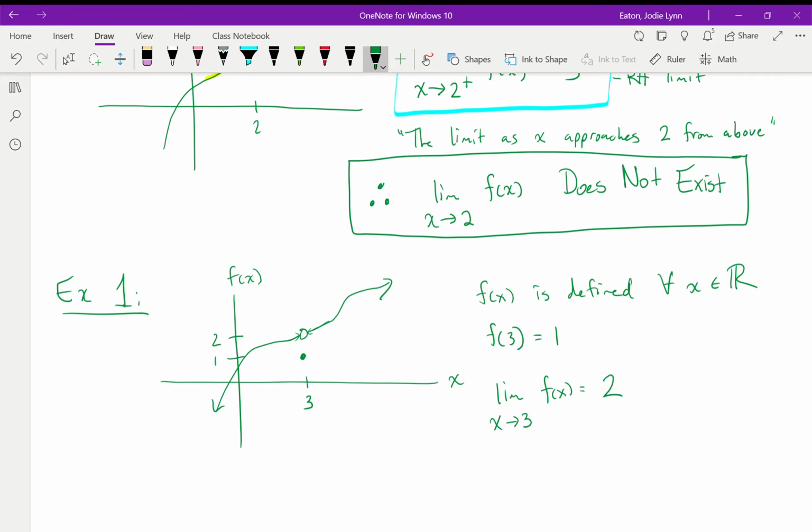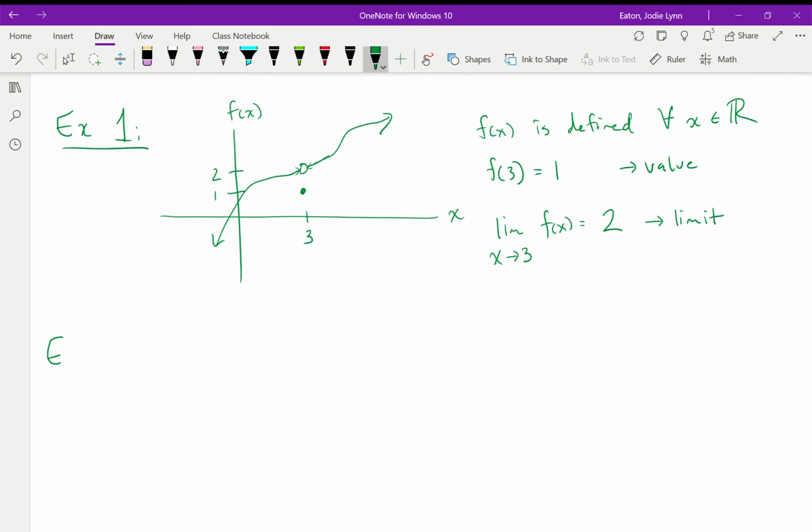So it is possible for the limit of a function to be different from the value of the function at that point. This is the value of the function. This is the limit of the function. The value is where it gets to, the limit is where it's going. Okay?